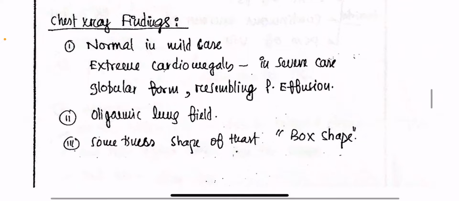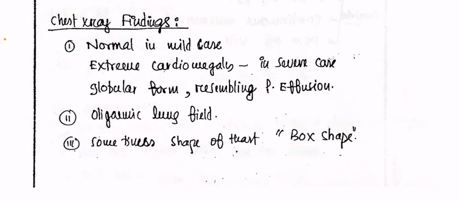Chest X-ray findings: normal in mild case, extreme cardiomegaly in severe case, globular form resembling pericardial effusion, oligemic lung field, box shape heart.